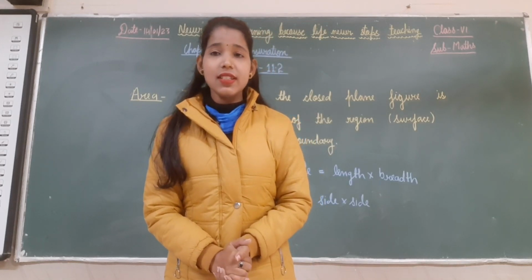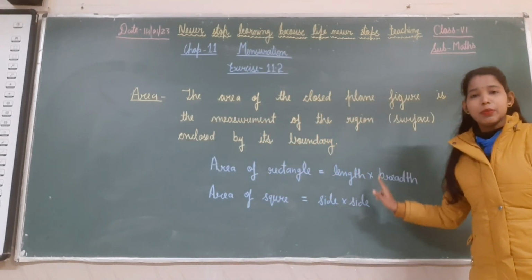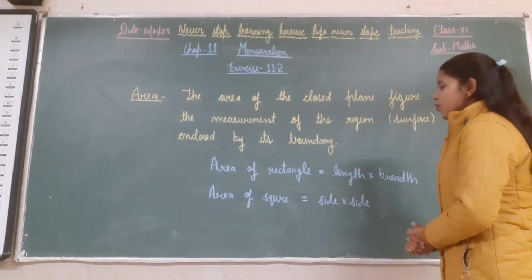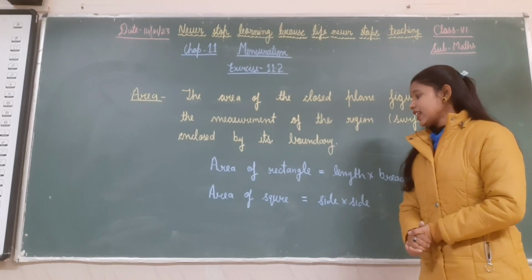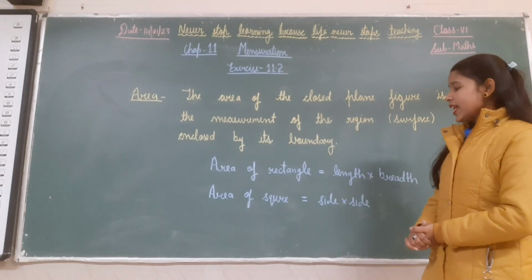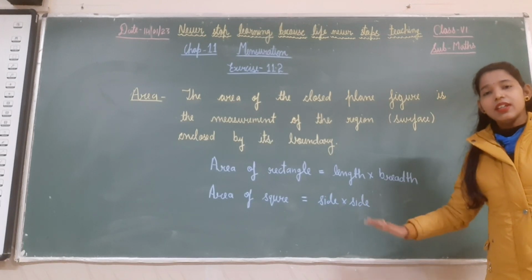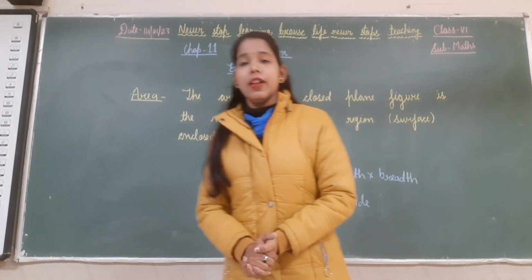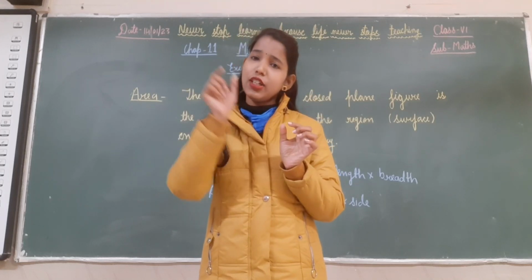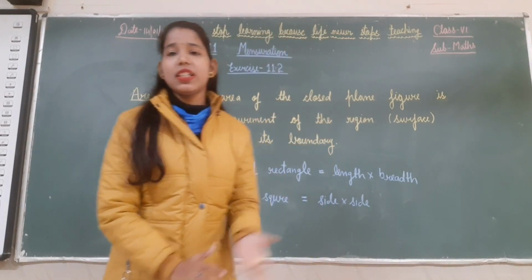Okay, and what is the area of the rectangle? The area of the rectangle is length into breadth. So the formula for finding the area of a rectangle is length into breadth. And what is the formula for finding the area of a square? The area of a square is equal to side into side, because in a square the length and breadth are both the same, so we can say side into side, right? And in the rectangle we say length into breadth. Okay, so these are the two formulas.